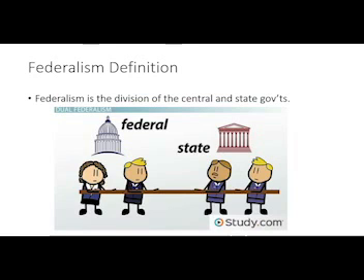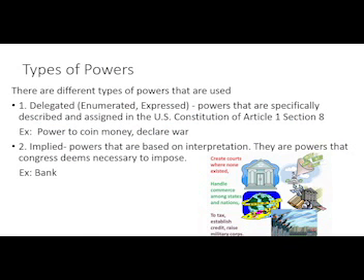Federalism is a division of the central and state governments. Types of powers. There are different types of powers that are used. The first one is delegated, also known as enumerated and expressed. They are powers that are specifically described and assigned in the U.S. Constitution of Article 1, Section 8. An example would be the power to coin money or the power to declare war.